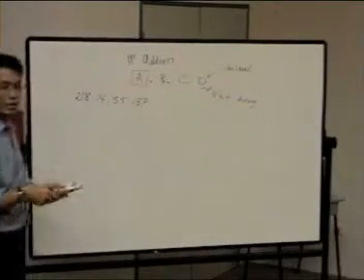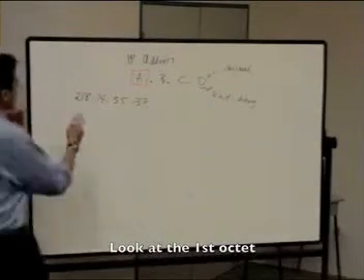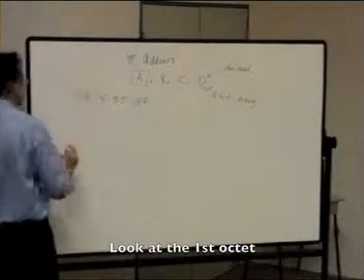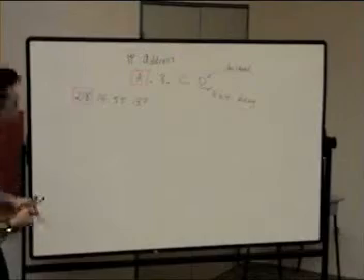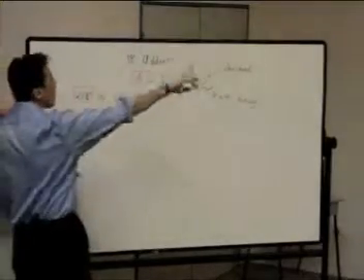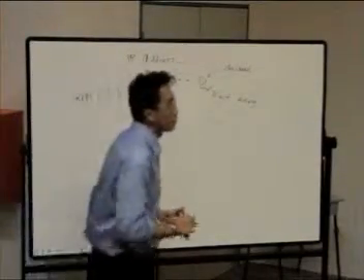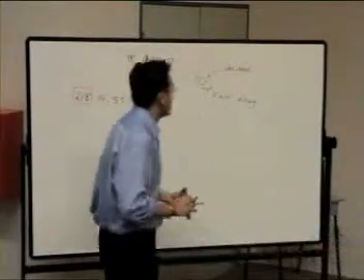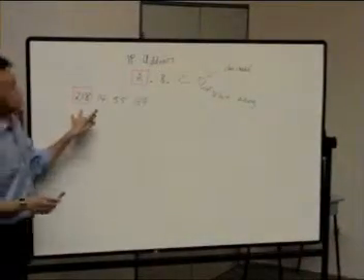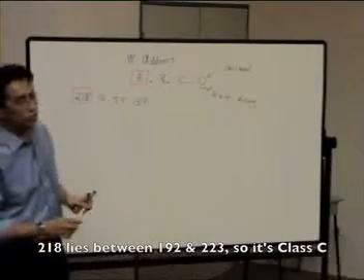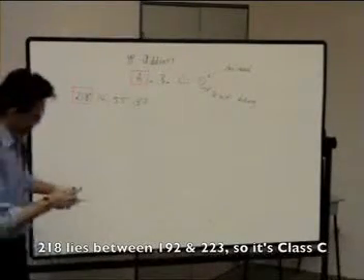Now look at the first octet. From here we will know what kind of IP address this is, whether it's class A, B, or C. Now let's jump back to our class A, B, and C slide. You can see the first octet is 218. 218 lies between 192 and 223, so it's a class C address.